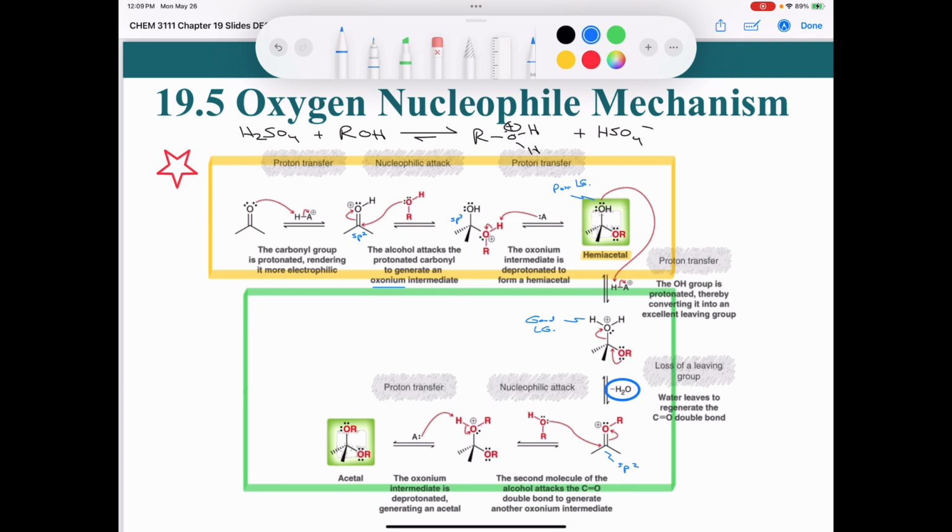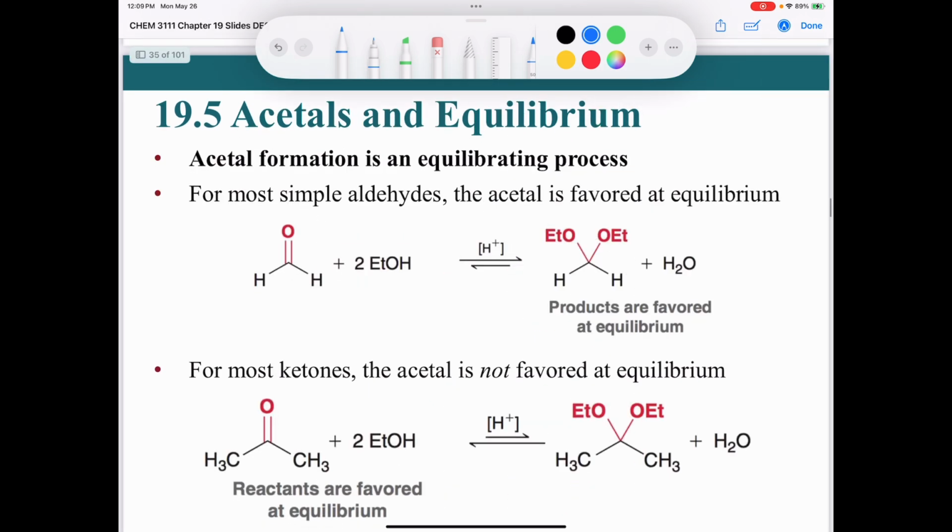Well, we're going to cover that more in just a little bit. And so just like I told you on the previous slide, acetal formation is an equilibrating process. Every step in the mechanism that you saw on the previous slide was in equilibrium. Every step had this kind of arrow, right? Frontward, backward, okay? So they were all in equilibrium.